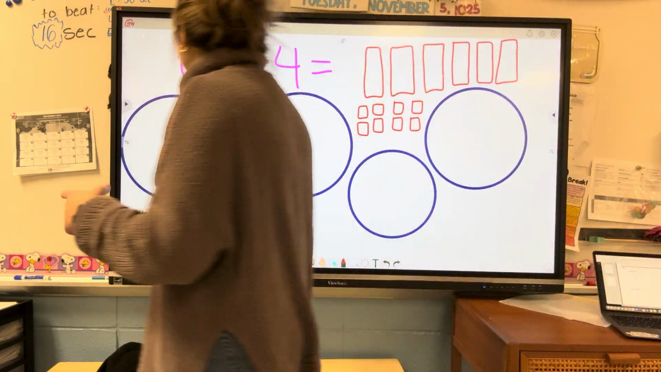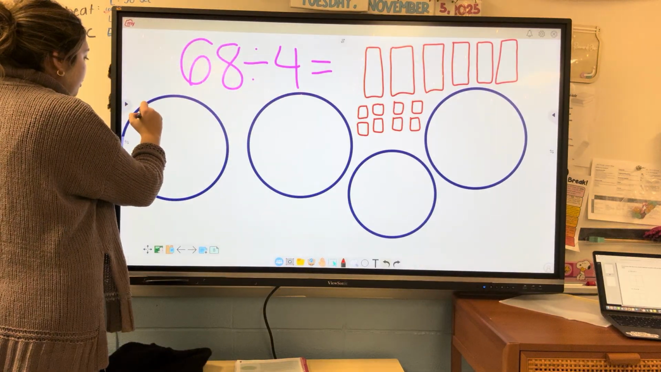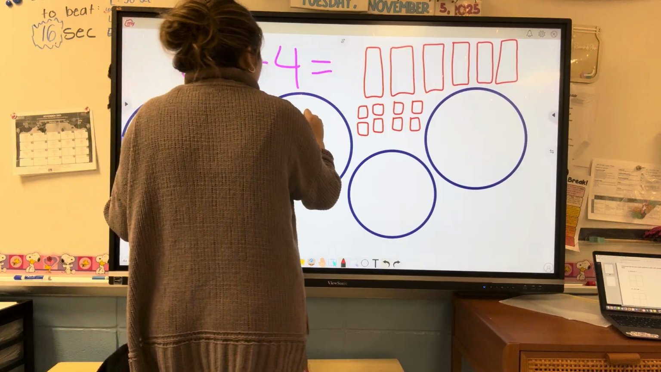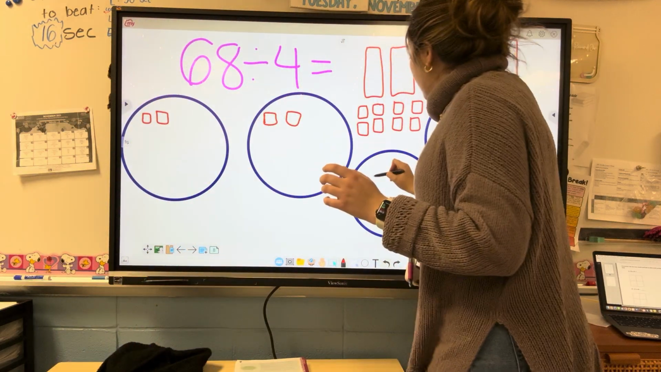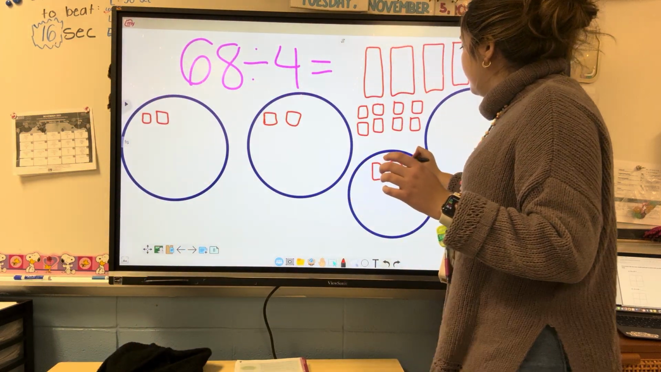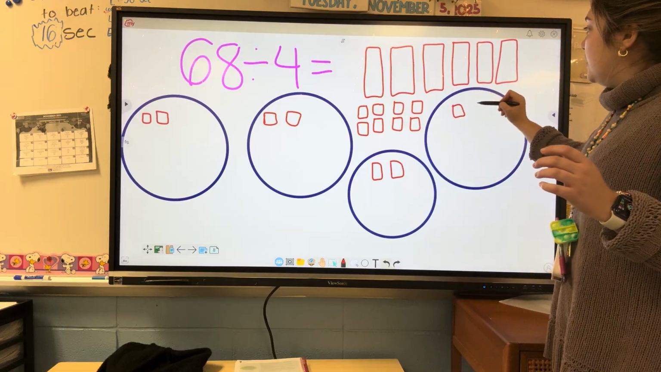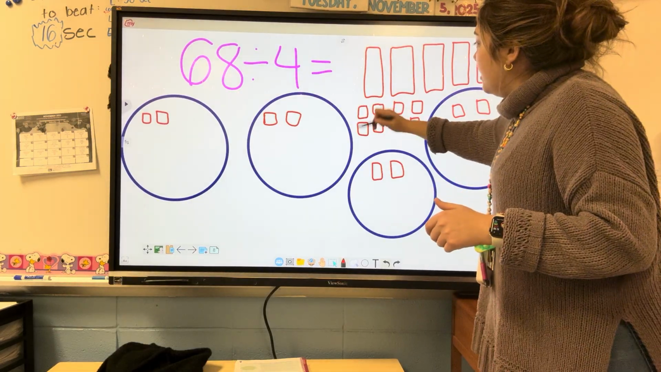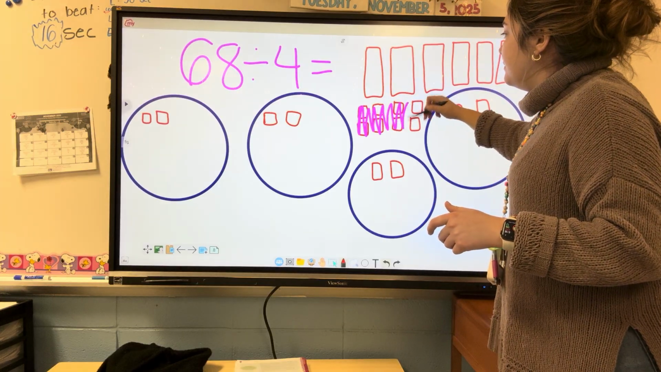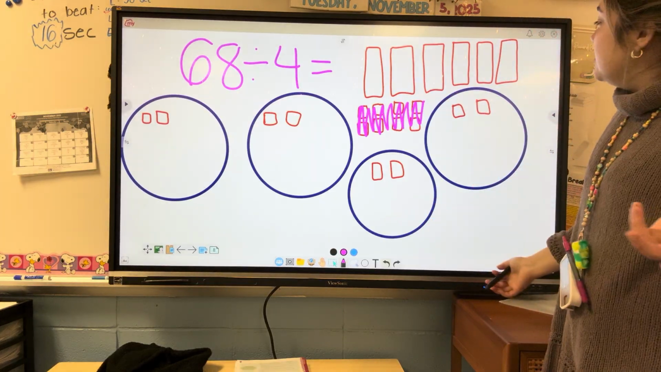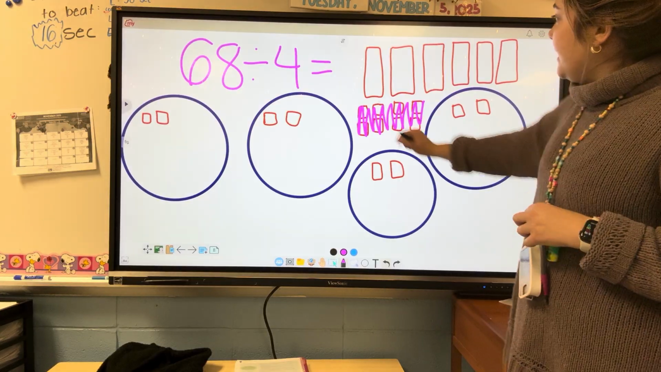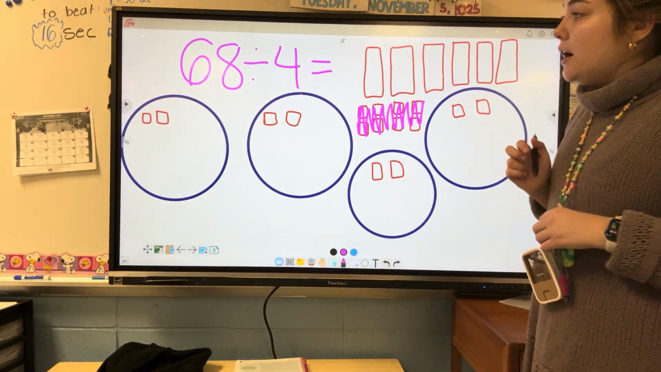Okay, so 1, 2, 1, 2, 1, 2, 1, 2. Okay, I just used all these. So now I cross them out. Now, is there anything else that I have 4 of that I can maybe go ahead and split up? Okay, I see I have 1, 2, 3, 4 rods.